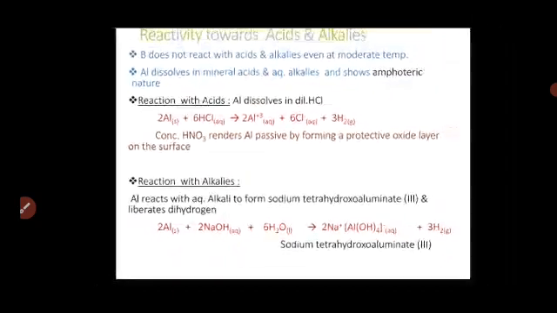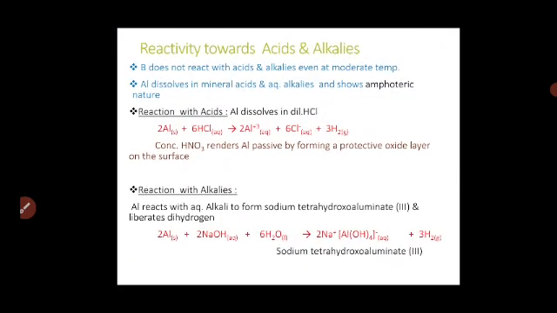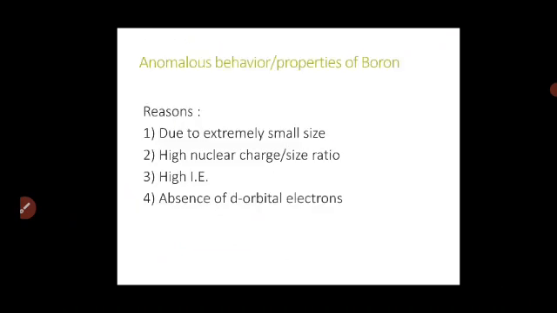Means aluminium, when it reacts with acids or alkalis, liberates hydrogen gas, but boron does not show any reaction with acids and alkalis. Now from all this you might have seen that boron shows different properties than the other elements present in the group. Is it? This property we call as what? Anomalous behavior. And we know that the second period elements show anomalous properties or anomalous behavior.